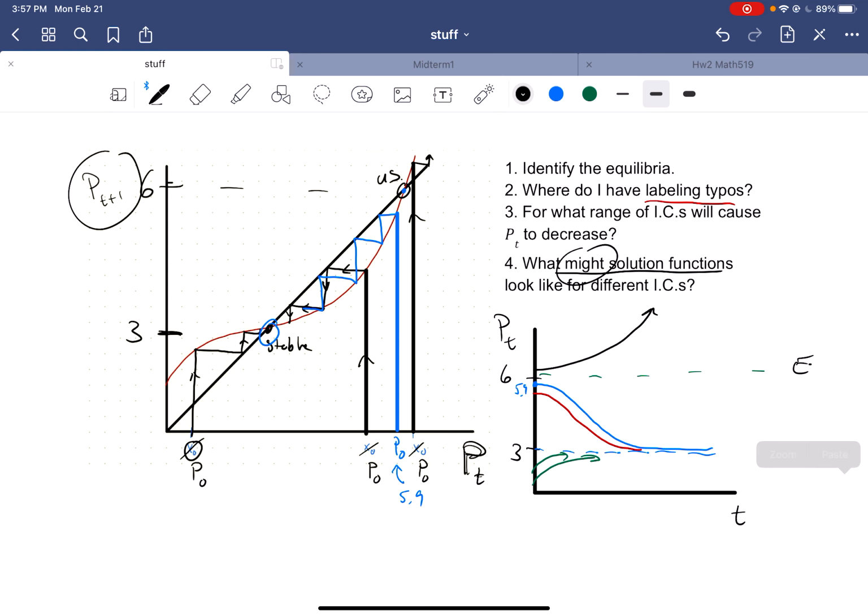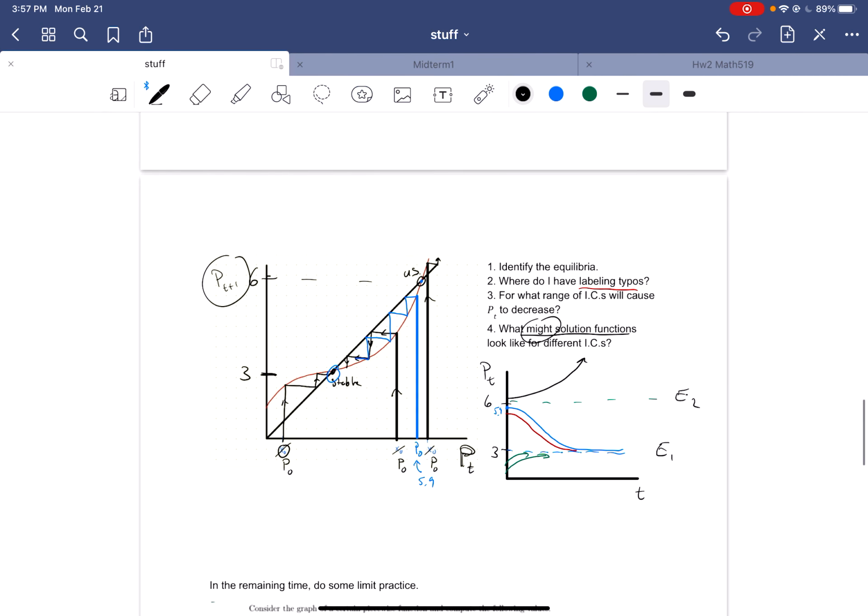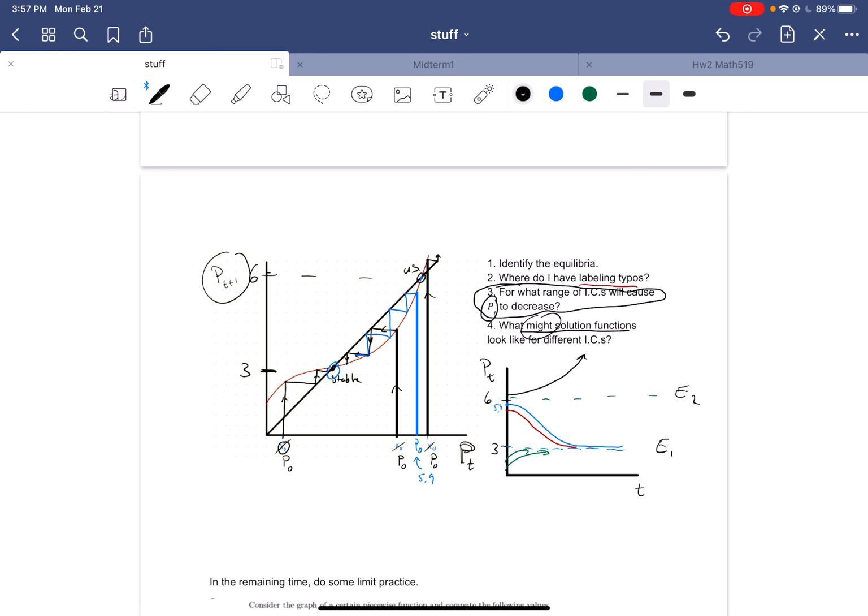And here we can see some different equilibriums, equilibrium 1 and 2. So anyway, I just want to show that relationship. Let's look at this question 3 really quick. What range of initial conditions will cause my measurements to decrease? I could have read this as p sub t to decrease, but those are the measurements you take. I'm imagining maybe I'm measuring population or something.